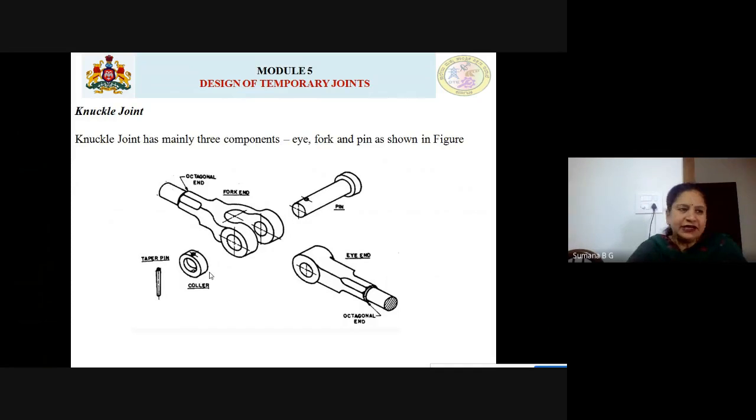The advantages of the knuckle joint are that it is simple in design and manufacture. It has comparatively fewer parts. It is easy to assemble and disassemble.